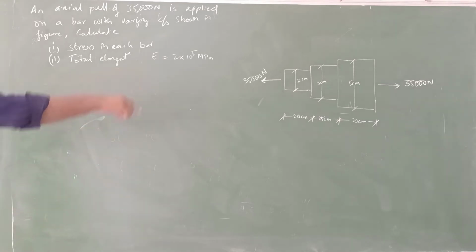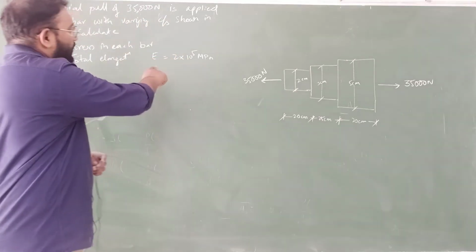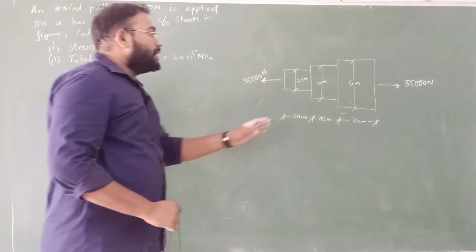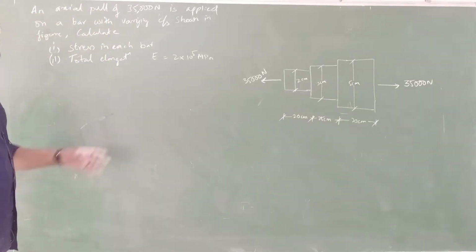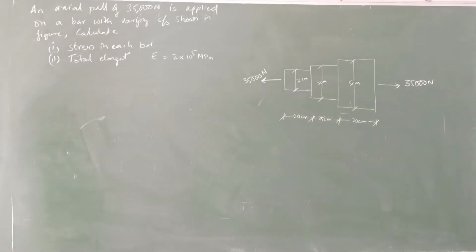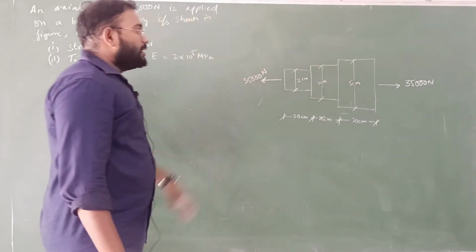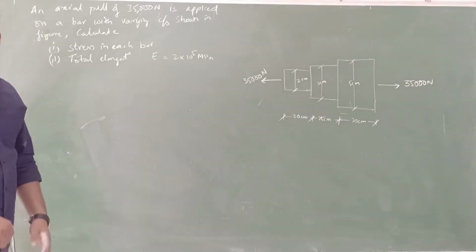So you are given a bar like this which is having varying cross section. Now E is given to you. E is 2 into 10 power 5. It is made up of steel, and also it is a uniform bar. Okay, there is no change in material. Material is same, but what changes here is the cross section. Okay, now how much load is applied? It is 35,000 Newton or 35 kilonewton.